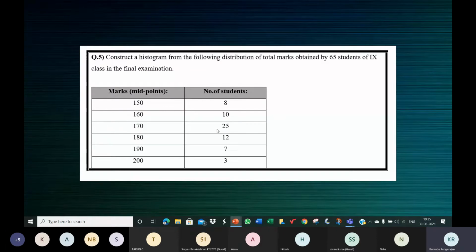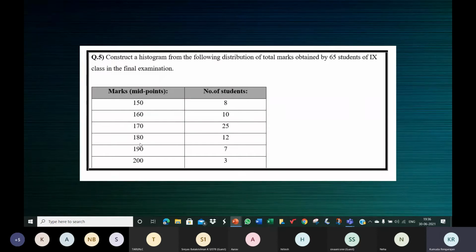Now here in this question: construct a histogram from the following distribution of total marks obtained by 65 students of 9th class in the final examination. Marks: these are the midpoints. These are not the class intervals. These are the midpoints, and here the frequencies, which is the number of students. These are the mid values of the class intervals.